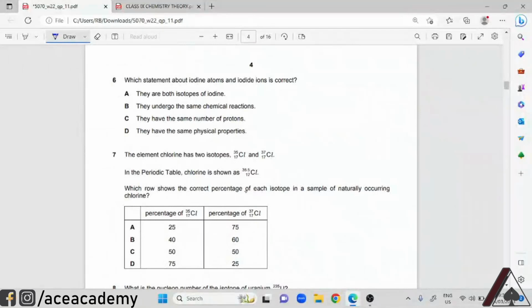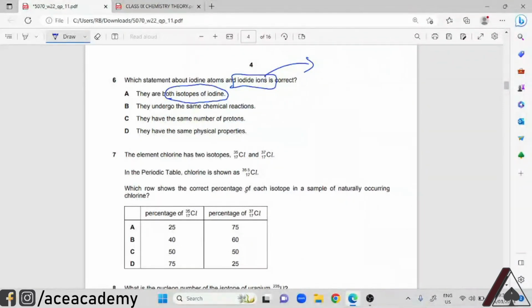For question number 6, it says, which statement about iodine atoms and iodide ions is correct? They are both isotopes of iodine. They undergo the same chemical reactions. They have the same number of protons. They have the same physical properties. We know that they are not both isotopes of iodine, because isotopes mean the number of protons has to be the same and the number of neutrons has to be different, or the mass number has to be different, right? But for iodide ions, the mass number and the proton number both are equal.